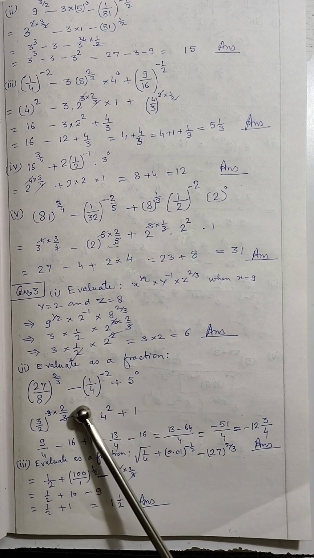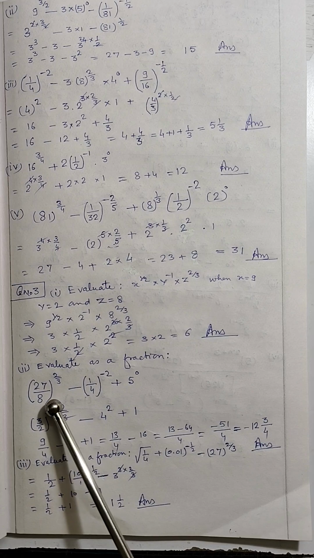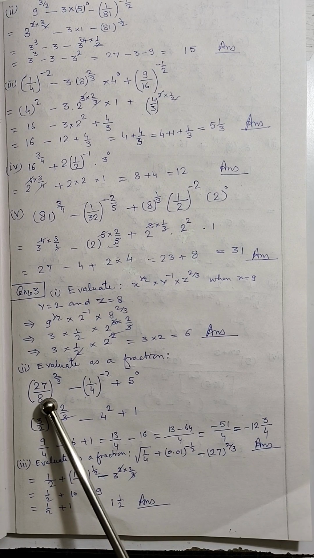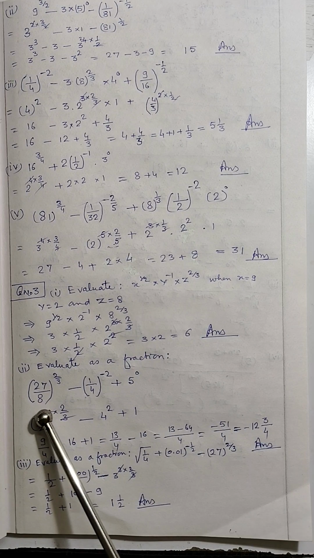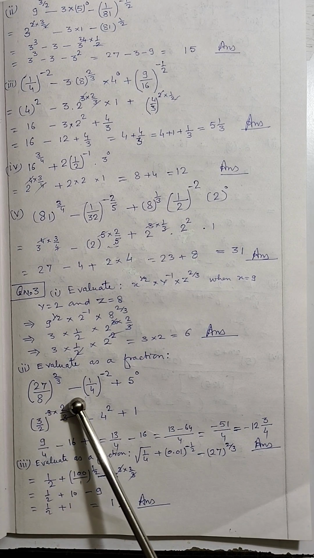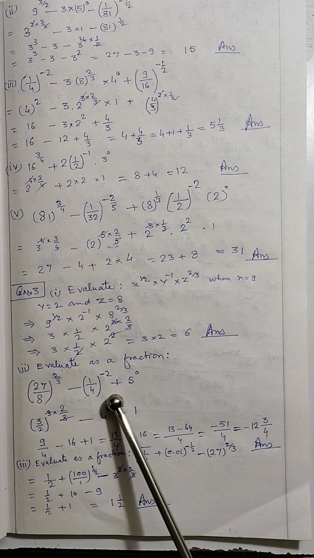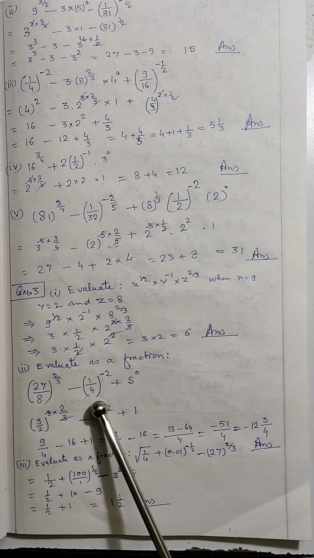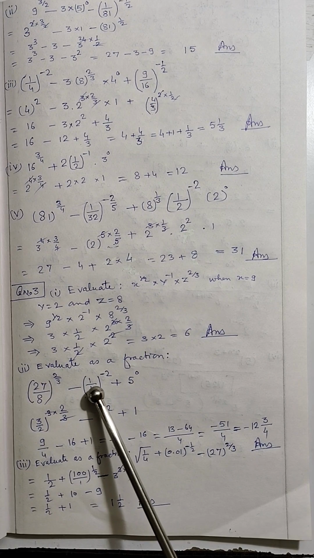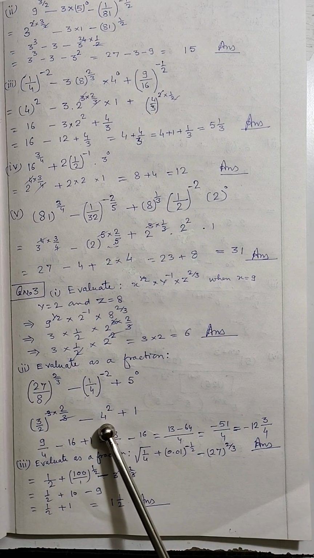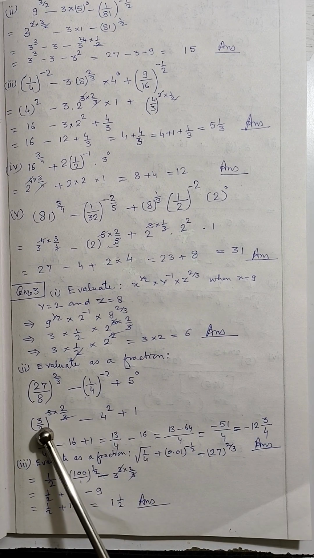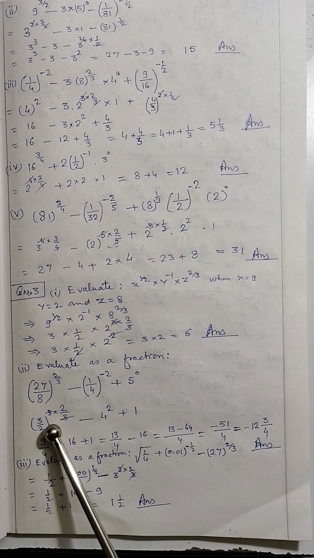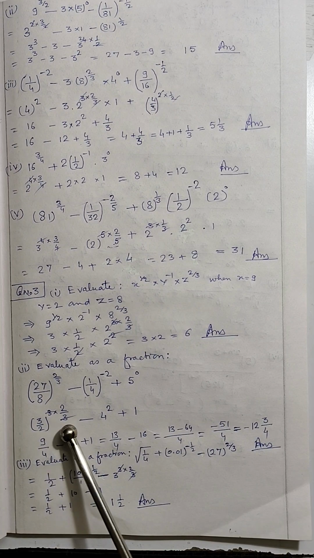Evaluate as a fraction 27 by 8 raised to power 2 by 3 minus 1 by 4 raised to power minus 2 plus 5 raised to power 0. This 27 can be written 3 raised to power 3 and 8 can also be written 2 raised to power 3. 5 raised to power 0 has been written 1. Here in order to make it positive, I have brought this 4 in the numerator part, that will be the 4 square. Here 3 by 2 raised to power 3 into 2 by 3, 3 and 3 will be cancelled.